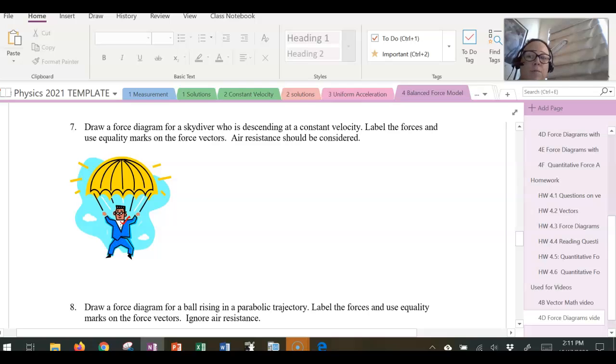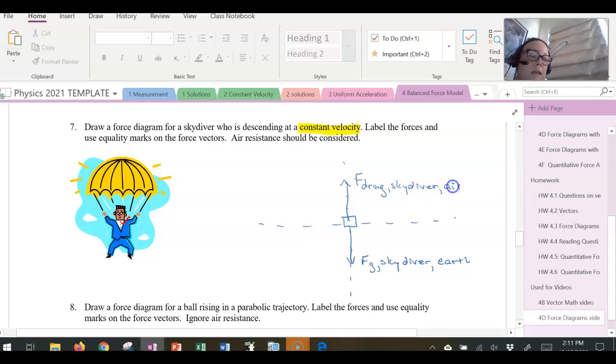Now here's a skydiver, but they've deployed their parachute, and so now it says they're descending at a constant velocity. Okay? And so they still have the same force of gravity. But now the force of gravity is being balanced by the drag force. And so these two balance, and the net force at this point of time is 0.